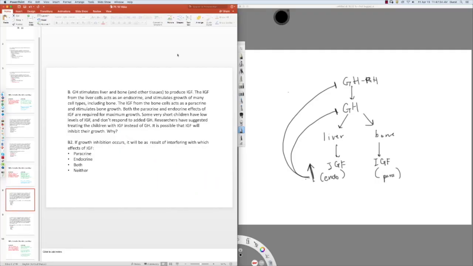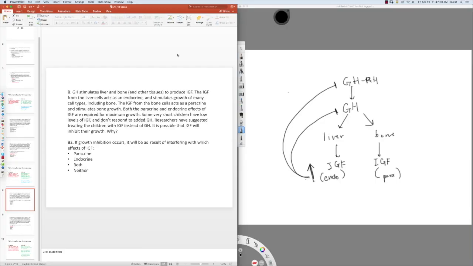Okay, so let's move on to part B2. The question asks, if growth inhibition occurs, it will be as a result of interfering with which of the following, or which of the effects of IGF. Now, based on B1, the previous problem, and the diagram I just drew on the right here, it seems that most of the negative feedback, in fact, all the negative feedback loops seem to be happening through the endocrine pathway on the left of the diagram.